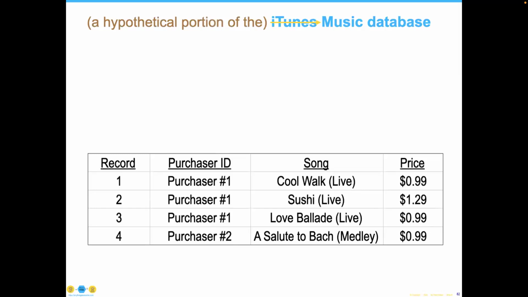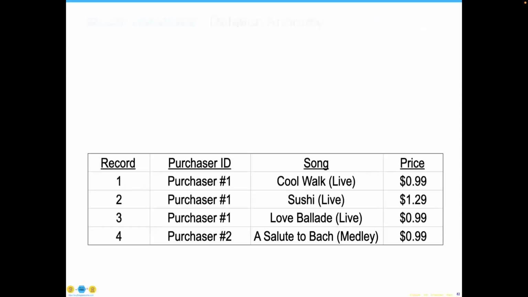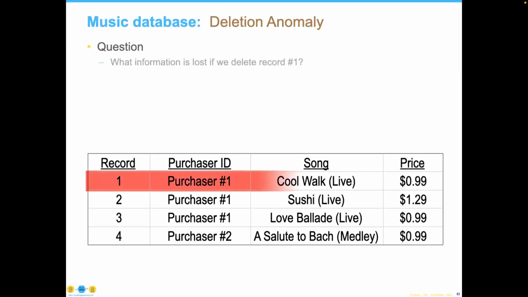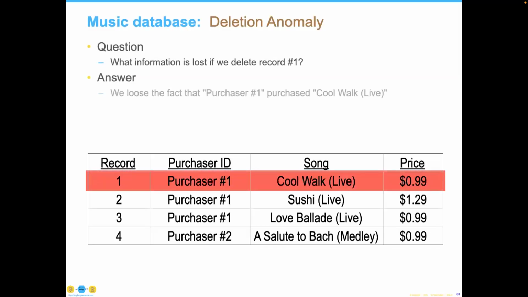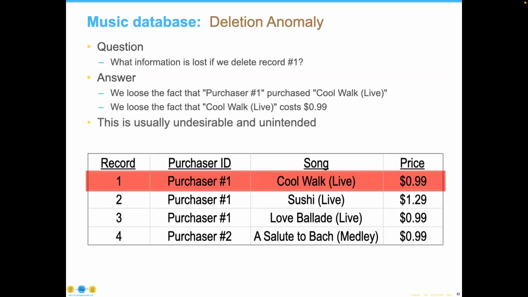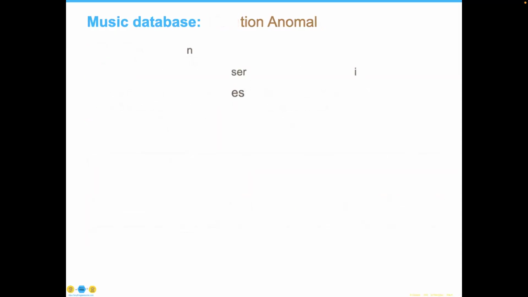All right, so let's take this typical sort of piece here. Again, like I said, from the music database, and I'm going to put 4 columns in place: record, purchaser ID, song, and price. Now, what information would be lost if I deleted record number one? Well, the answer is if I lost record number one, I would lose not only the fact that purchaser number one purchased Cool Walk Live, but I would also lose the fact that Cool Walk Live costs 99 cents. That is usually undesirable and unintended.